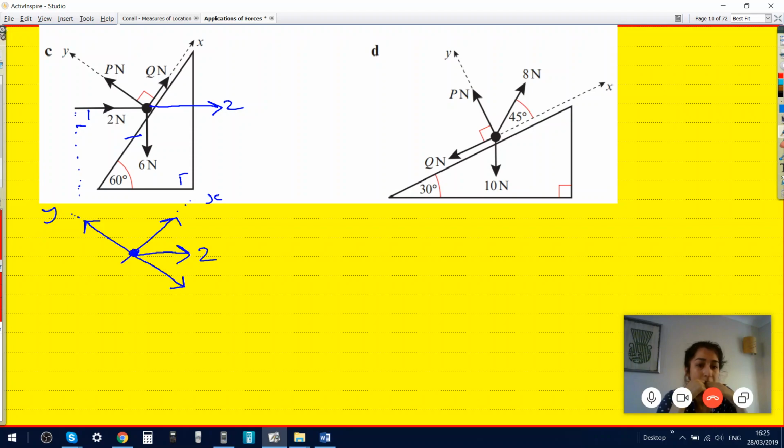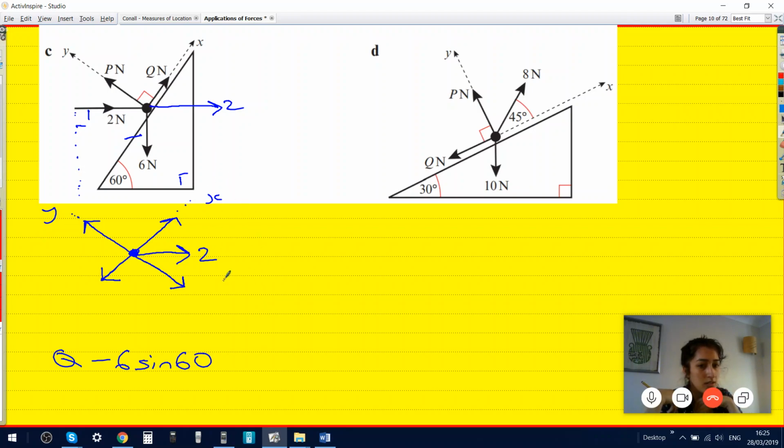Okay, so Q minus 6 sine 60. And so Q, if you make that 6 a triangle, 6 sine 60. What else is going horizontally? Is there anything else going horizontally? Oh, in the x direction.